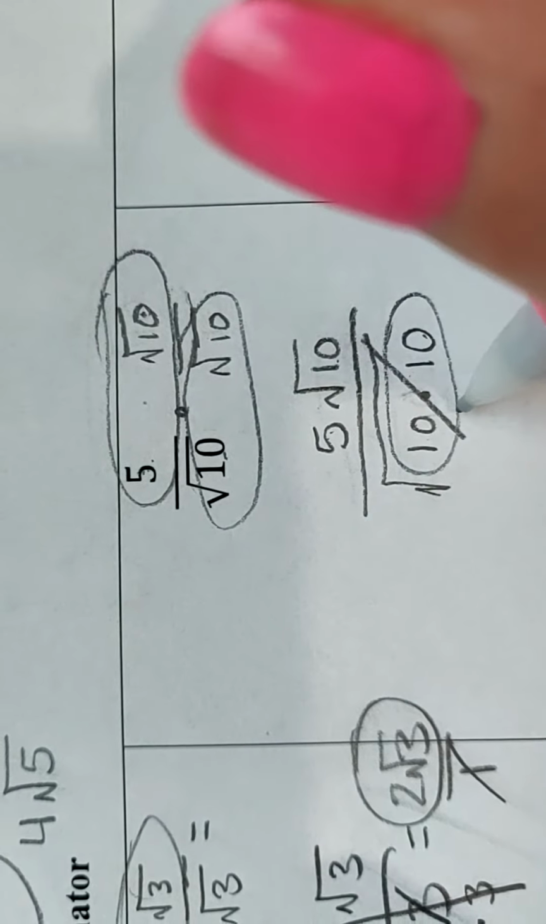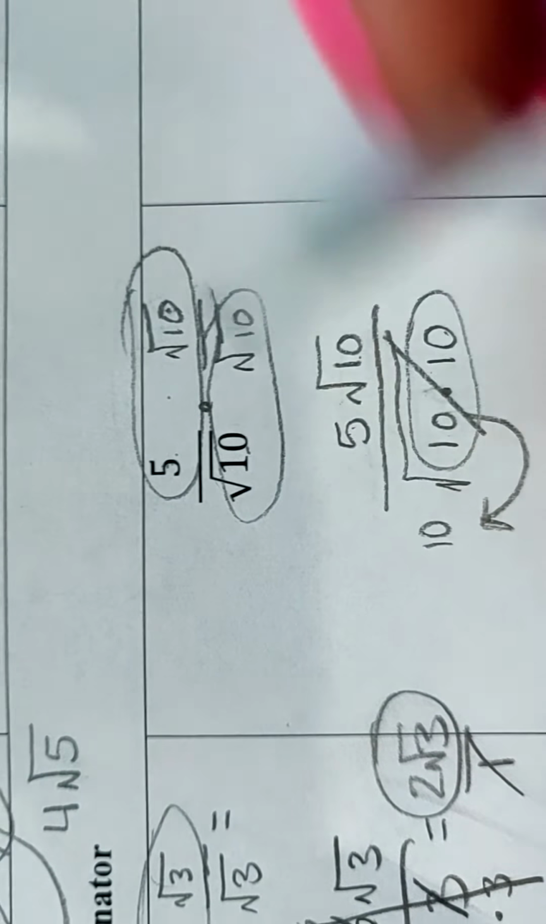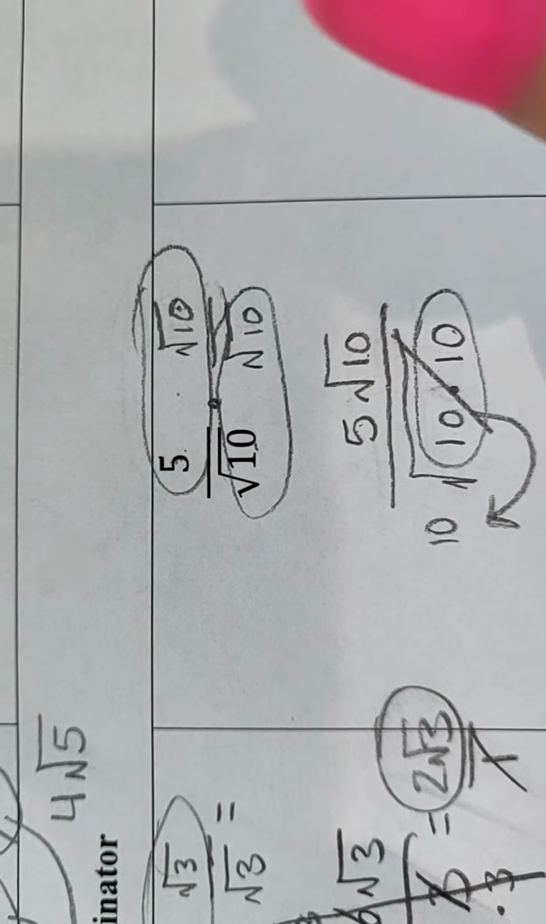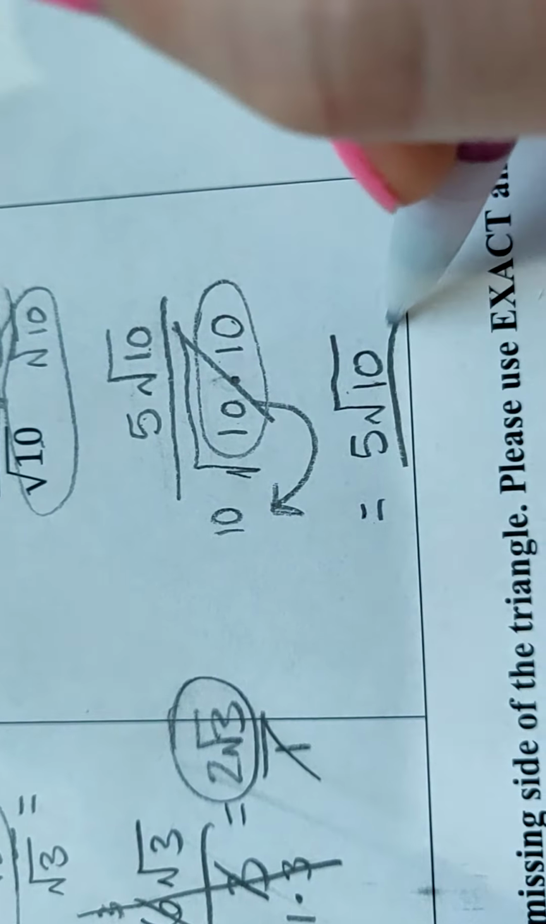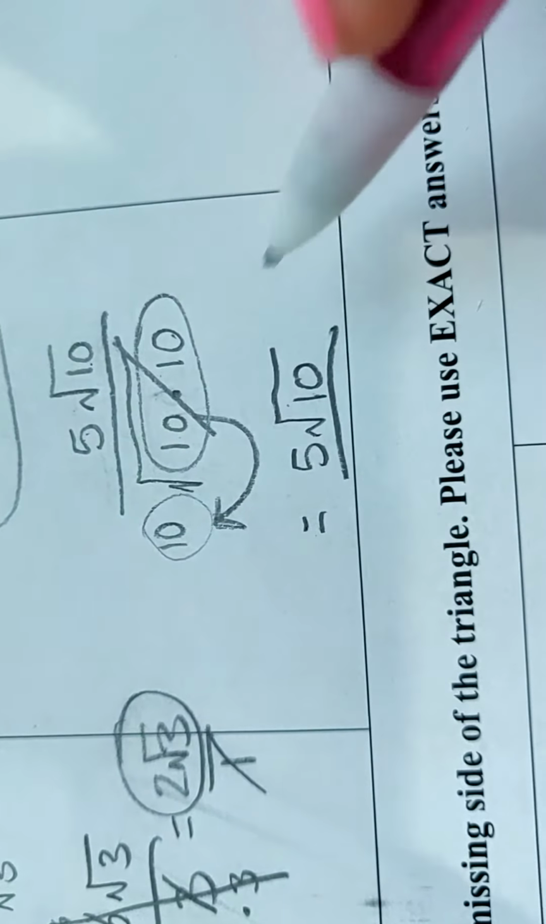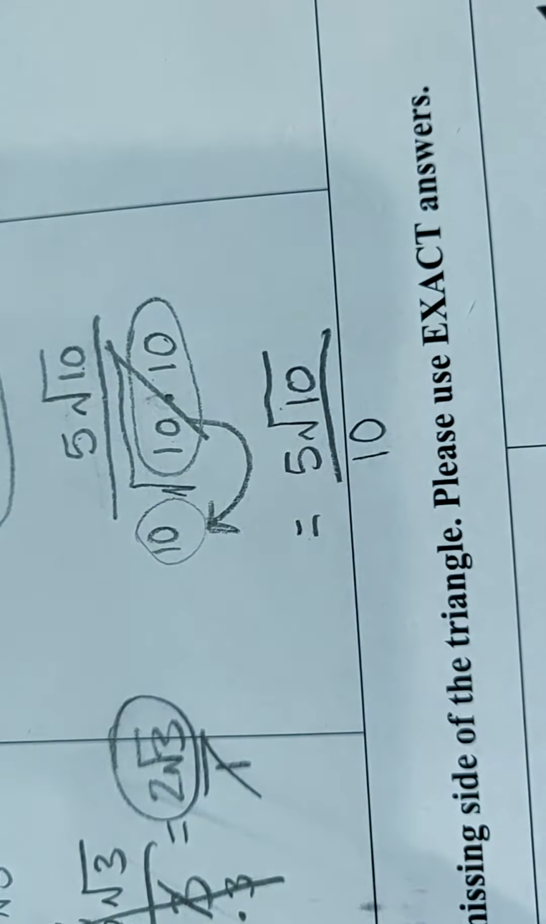These two numbers are the same. 10 hops outside into the front, and I am left with 5 on top, square root 10, divided by this 10 that is left over. So you got to be careful.